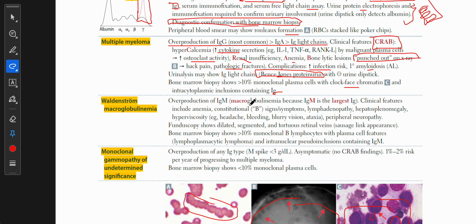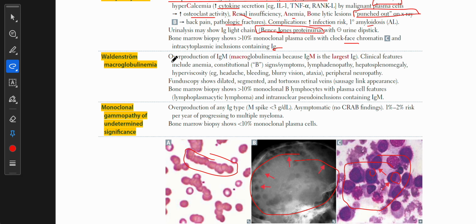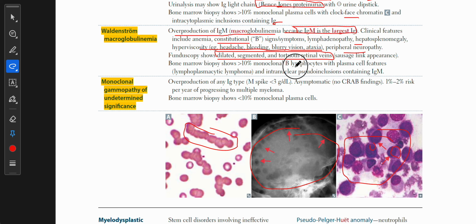Another disease of plasma cell dyscrasia is Waldenstrom macroglobulinemia, where there is overproduction of IgM; macroglobulinemia, because IgM is the largest immunoglobulin. Clinical features include anemia, constitutional B symptoms, lymphadenopathy, hepatosplenomegaly, and hyperviscosity that leads to headache, bleeding, blurry vision, ataxia, and peripheral neuropathy. Fundoscopy shows dilated, segmented, tortuous retinal veins, a sausage-link appearance. Bone marrow biopsy shows greater than 10% monoclonal B lymphocytes with plasma cell features.